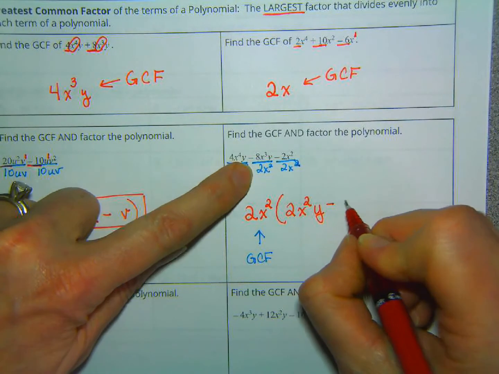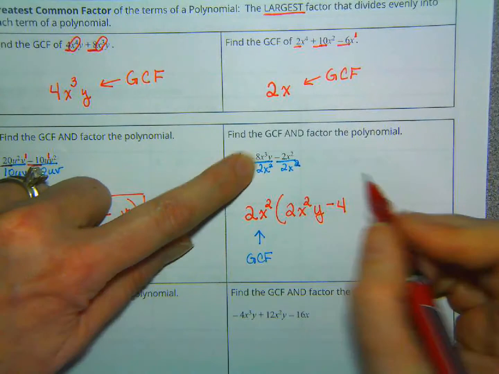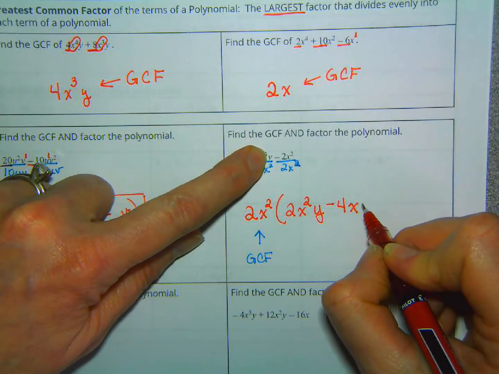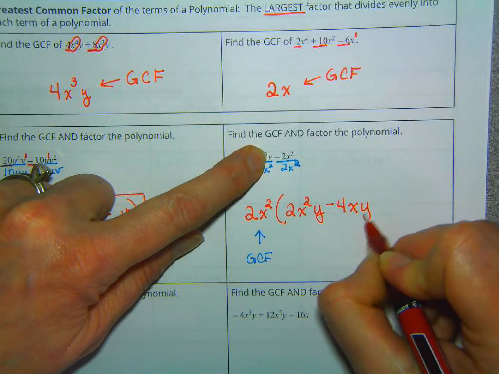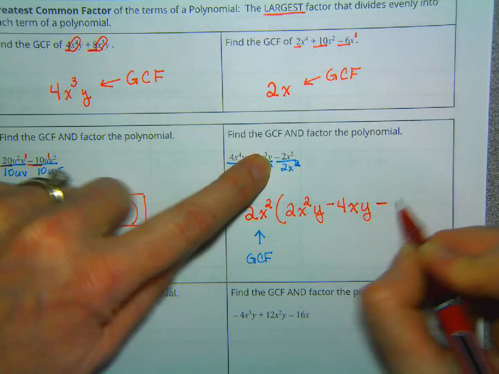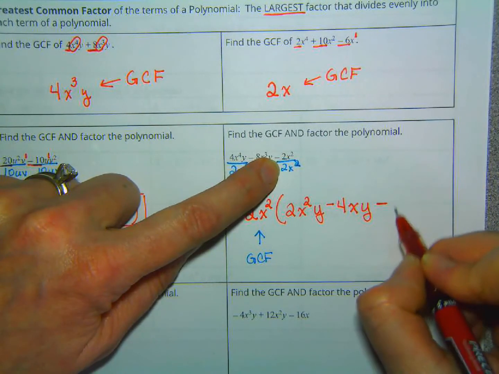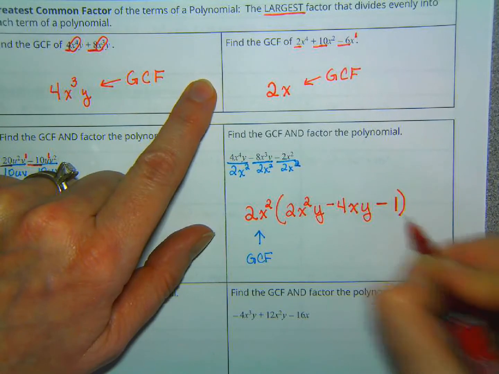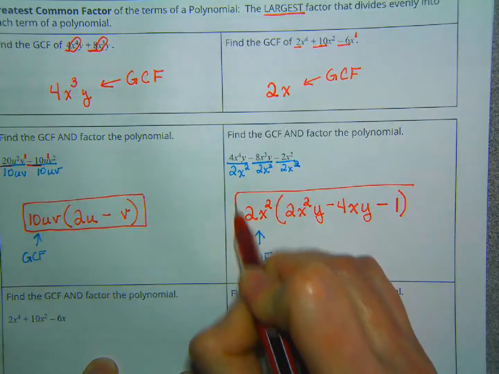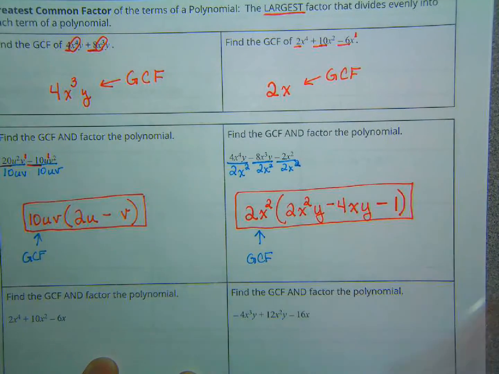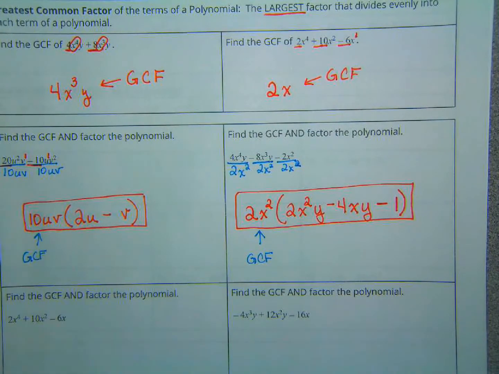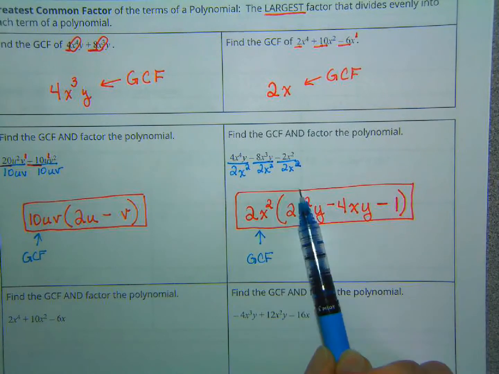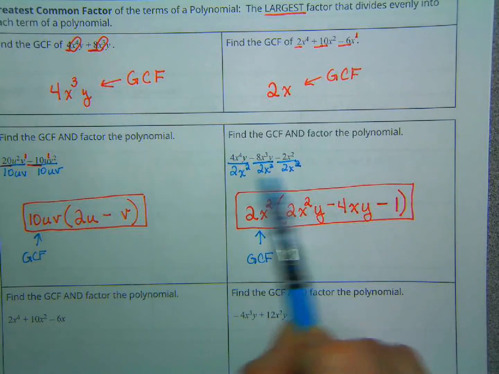Minus 8 divided by 2, which is 4. X cubed divided by x squared, which is x. And again, we have a y right here. So we got a y right there. Minus 2 divided by 2 is 1. X squared divided by x squared is 1, and 1 times 1 is 1. That is the factored polynomial. You could check this by dividing, or by multiplying through, by distributing, and seeing that you get the original polynomial.